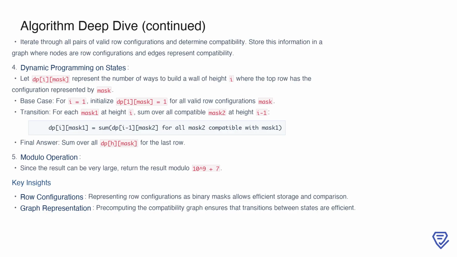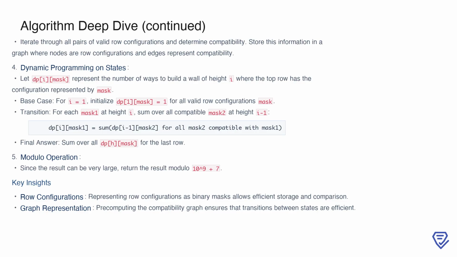Let dp[i][mask] represent the number of ways to construct a wall of height i such that the top row has the configuration represented by mask. The base case is straightforward. For height i equals 1, we initialize dp[1][mask] equals 1 for all valid masks. The transition relation is key.